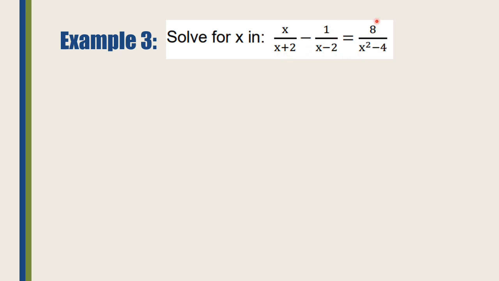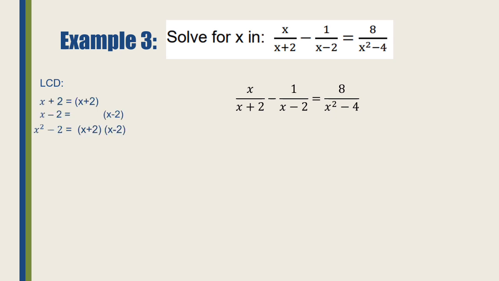minus 2 is equal to 8 over x squared minus 4. So first and foremost, we are going to find the LCD. Okay, so what are the denominators? We have x plus 2, x minus 2, x squared minus 4. So we have here x plus 2, x minus 2, and x squared minus 4.